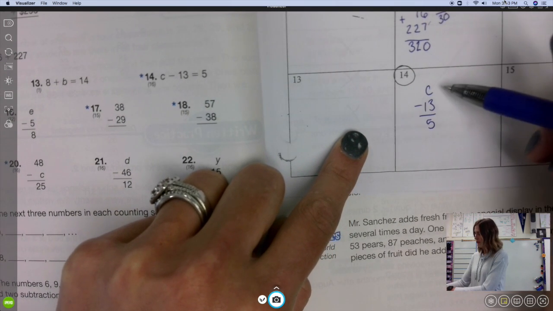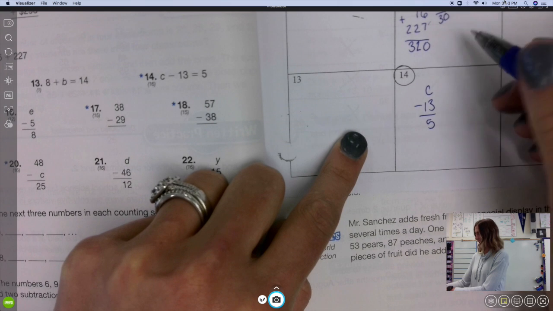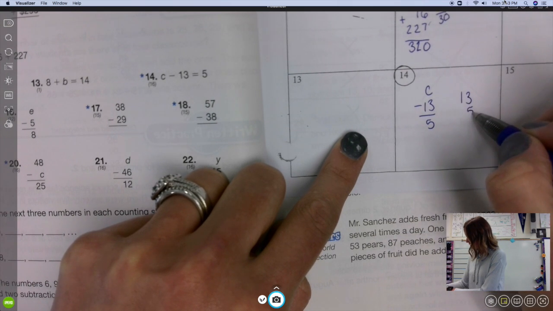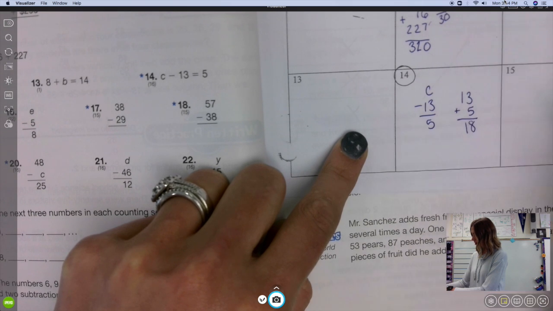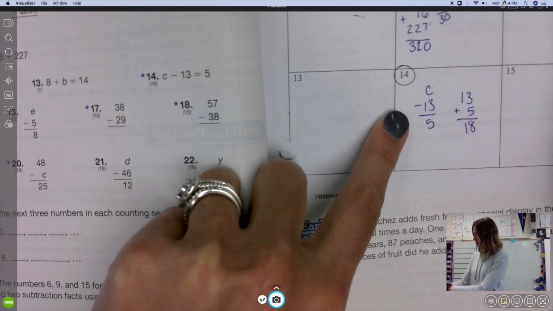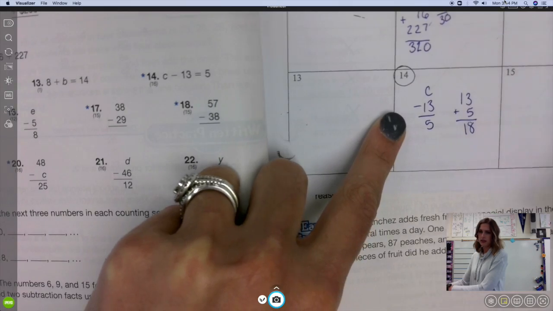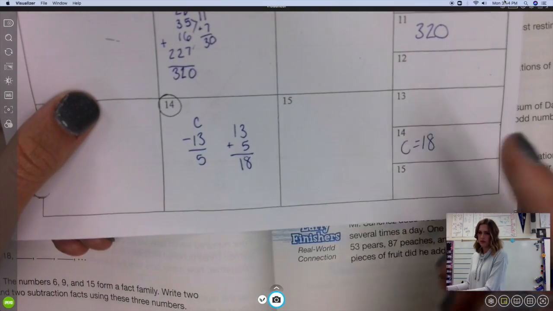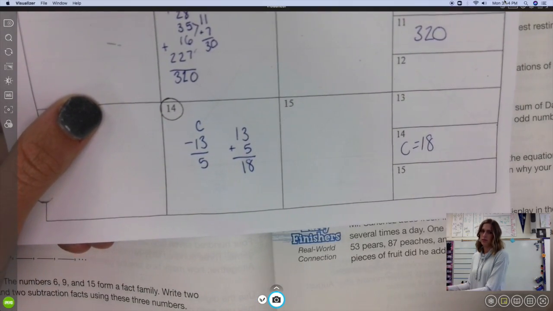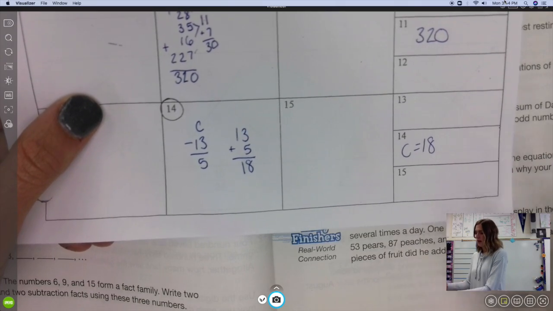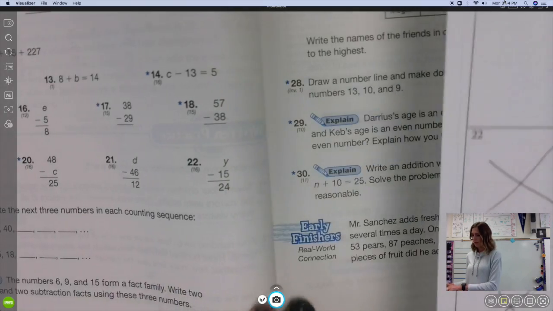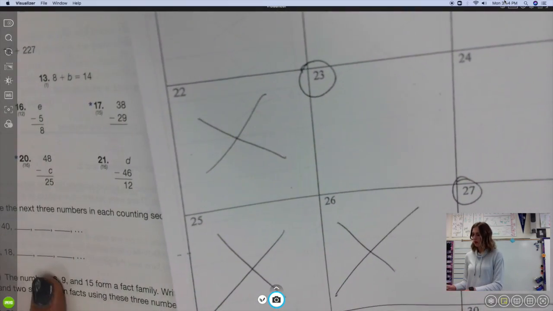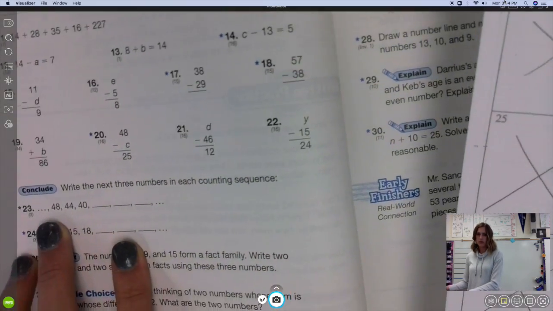If the missing number is first, I add. So let's do 13 plus 5. 3 plus 5 is 8. 1 plus nothing is 1. So we get C equals 18. So in your box at the side, you should have C equals 18. Go ahead and pause the video if you're not done yet, because I'm turning it over. I'm on number 23. Number 23 is one of our sequence ones.